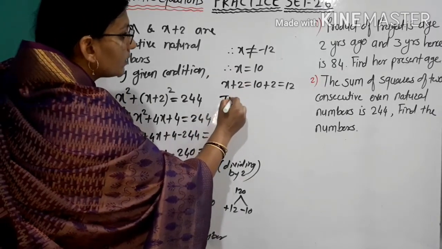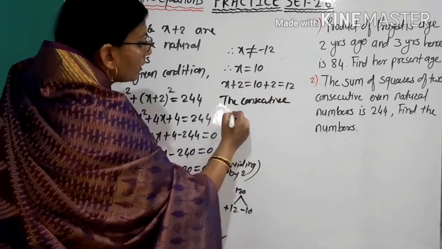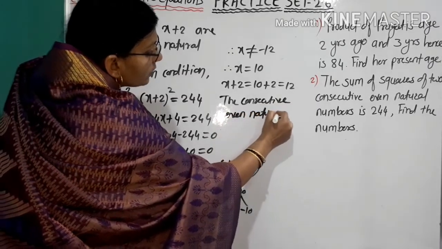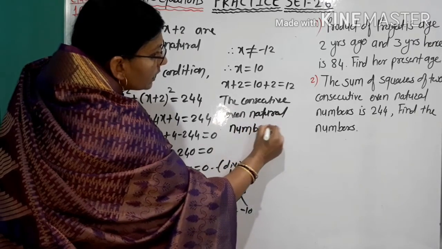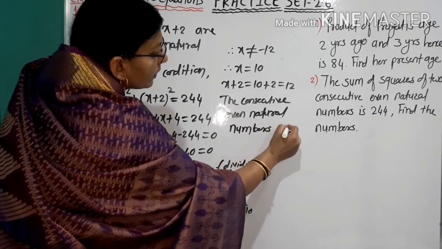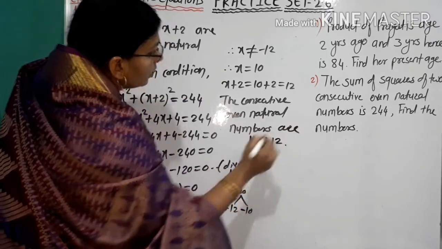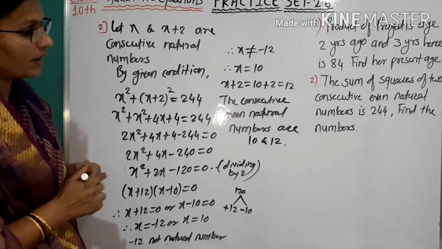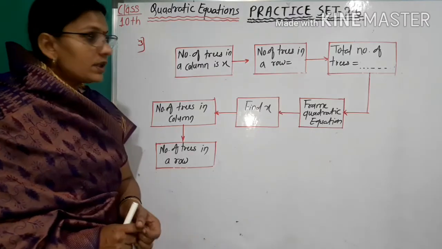The consecutive even natural numbers are 10 and 12. Verify. Put the value in the equation, that is, in condition number 3.